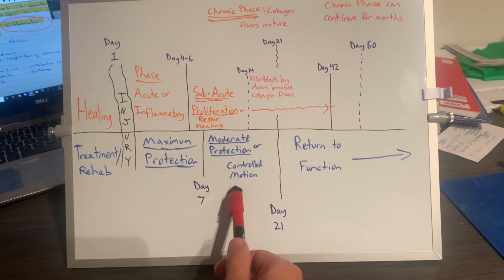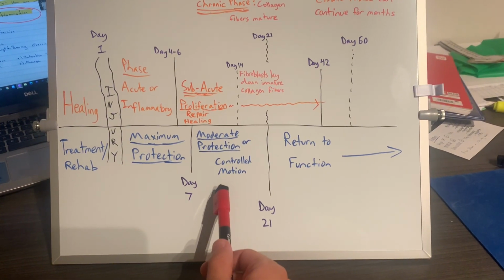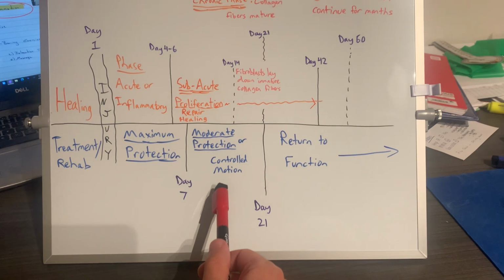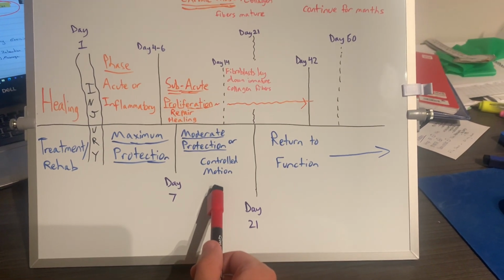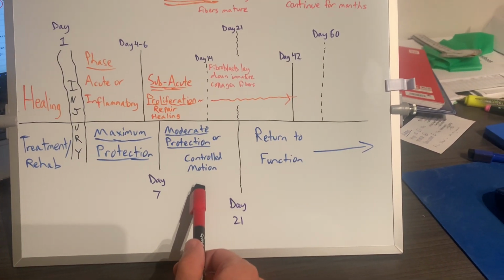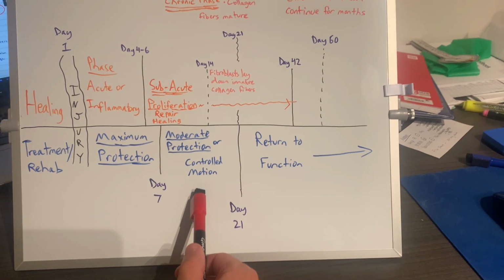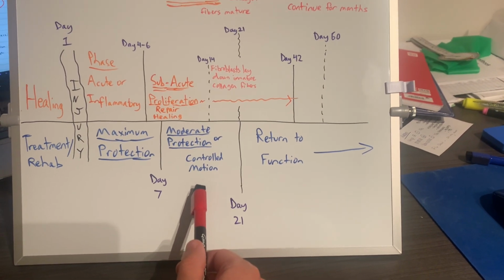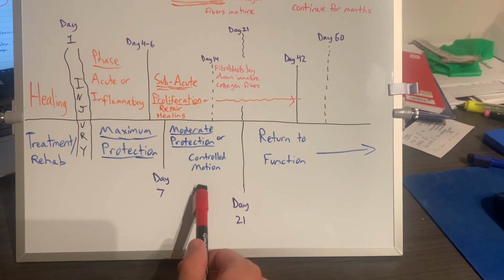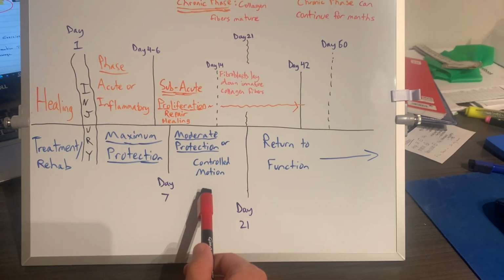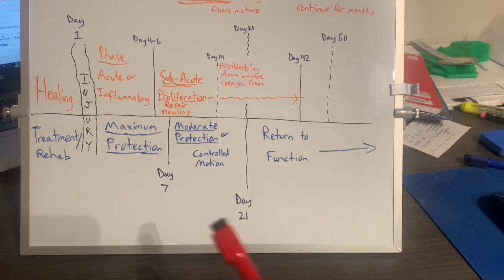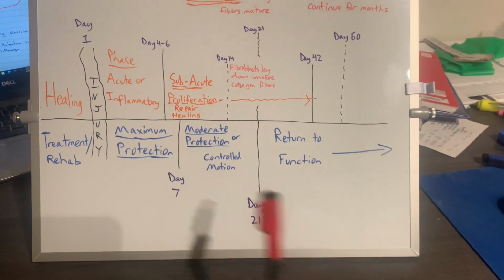When we move on to the moderate protection phase, when the fibroblasts are going to start laying down those collagen fibers, that's when we want to start stressing that tissue a bit. So you can start stretching, begin active range of motion exercises, and muscle endurance. We want to gently ease into stressing that tissue at this point already.